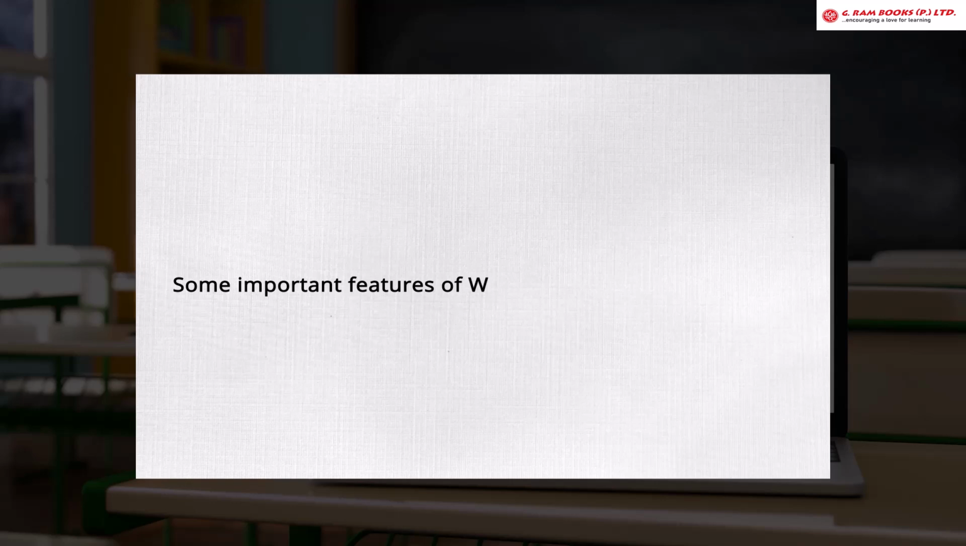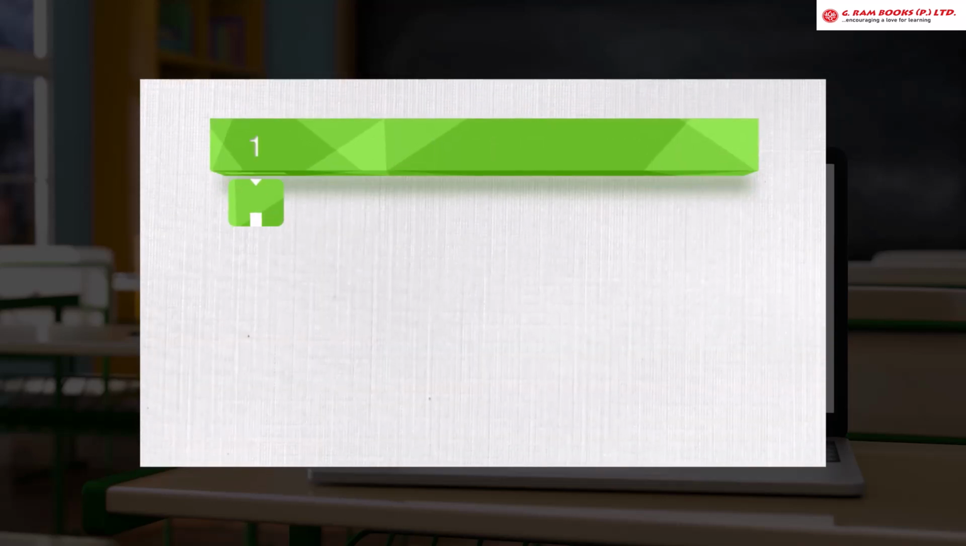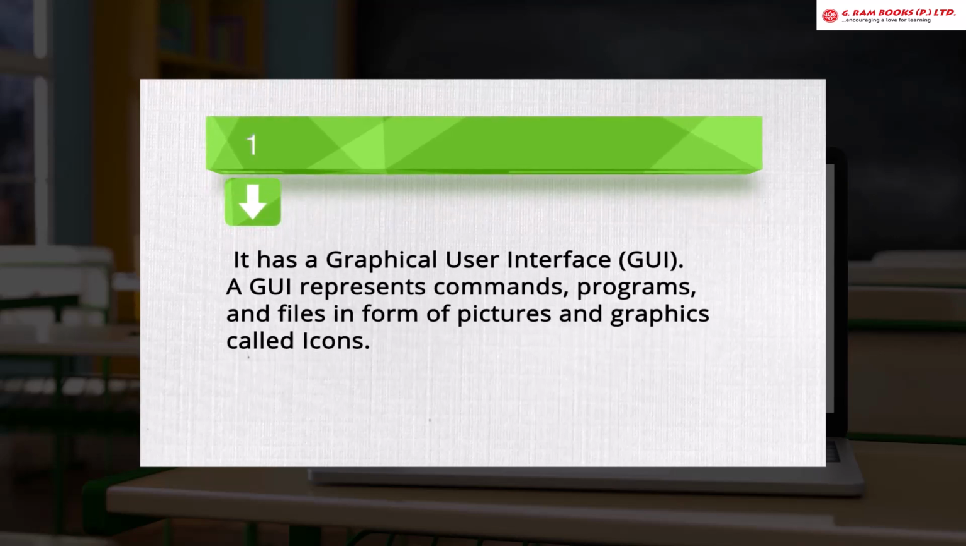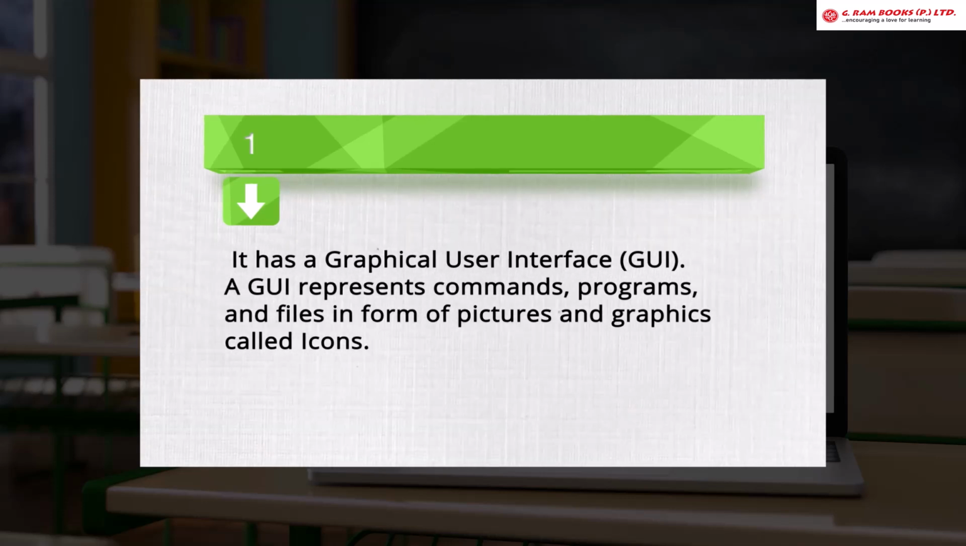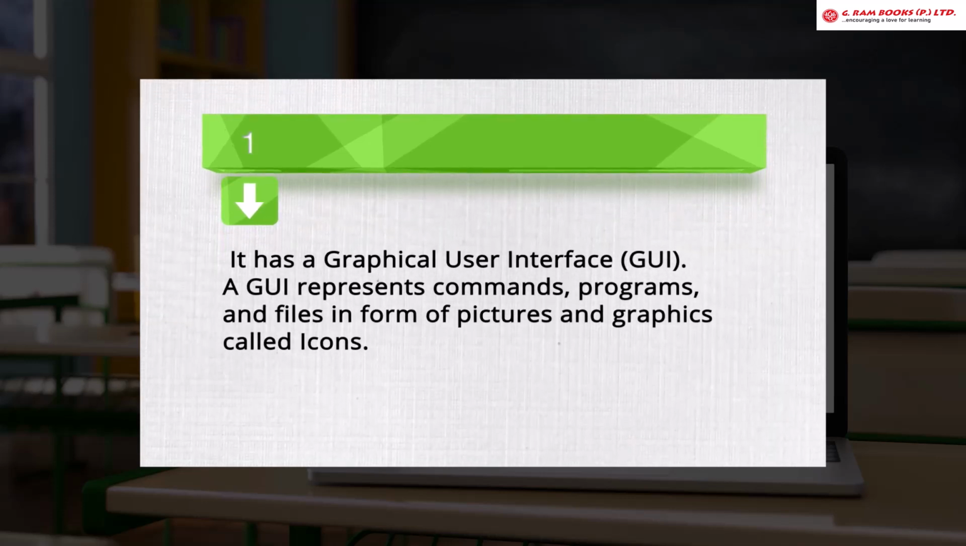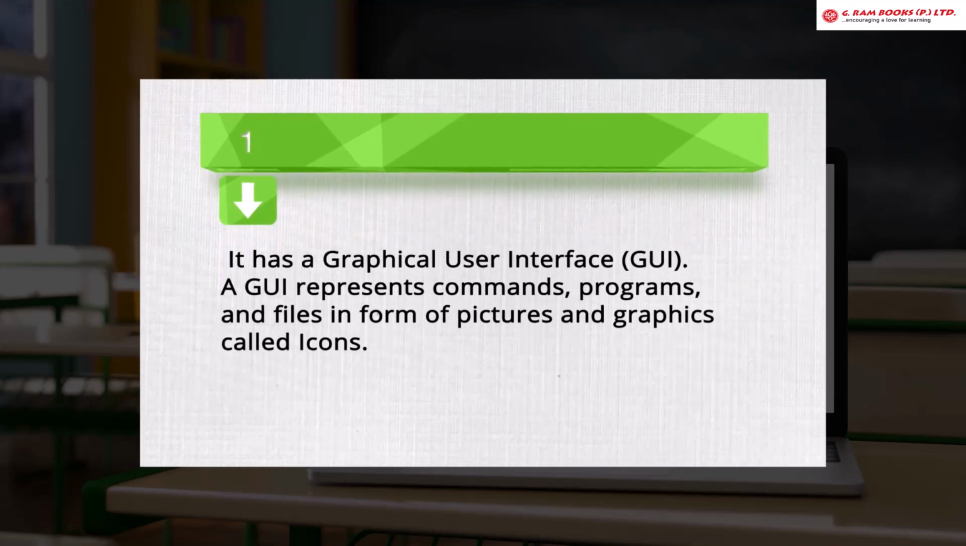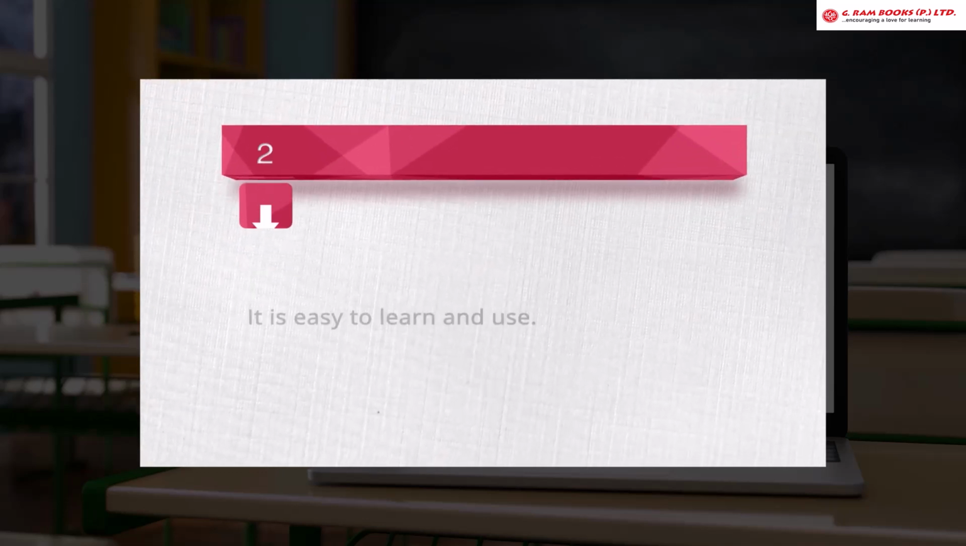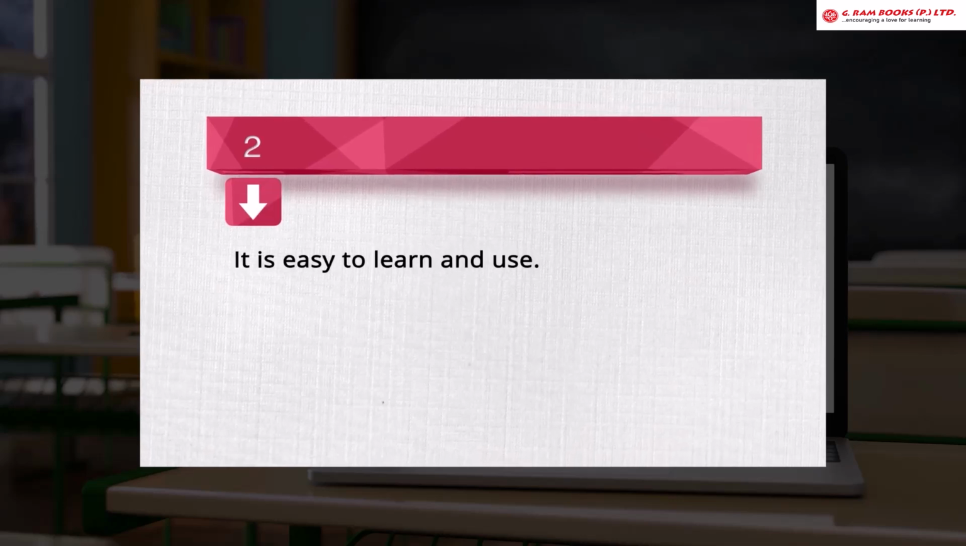Some important features of Windows operating system are: 1. It has a graphical user interface, GUI. A GUI represents commands, programs, and files in the form of pictures and graphics called icons. 2. It is easy to learn and use.